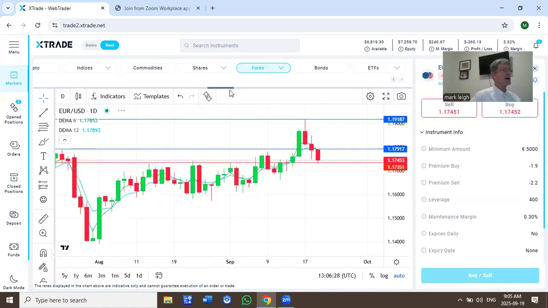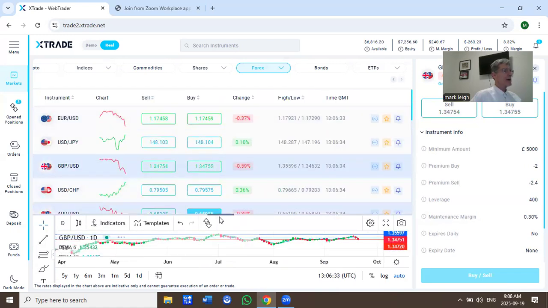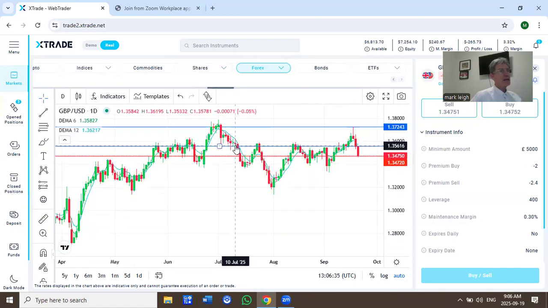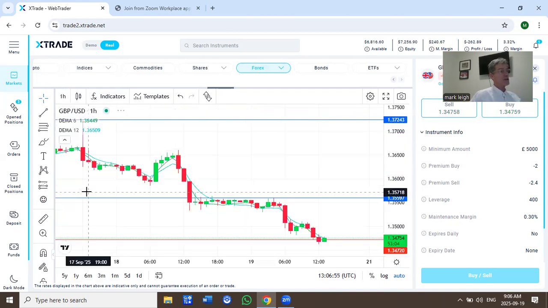Let's have a look at the pound. On the daily, and there you see the push lower continuing, selling pound, buying US dollar strength. I've got resistance at 135.59. I've got support at 134.72, and that has been tested or being tested right now.